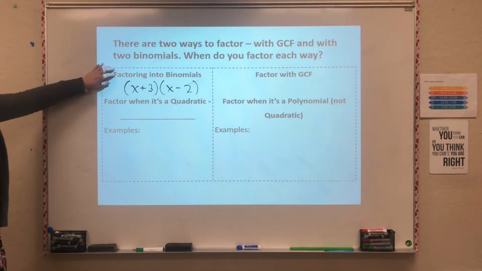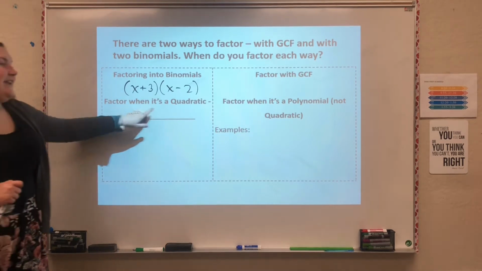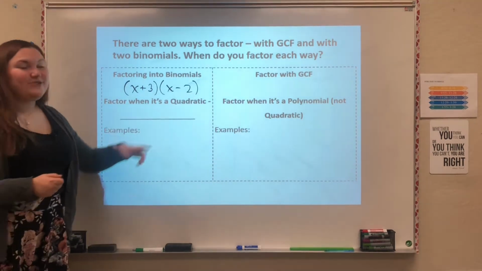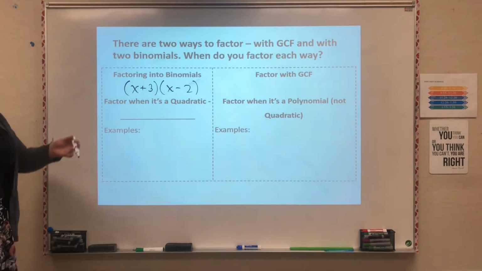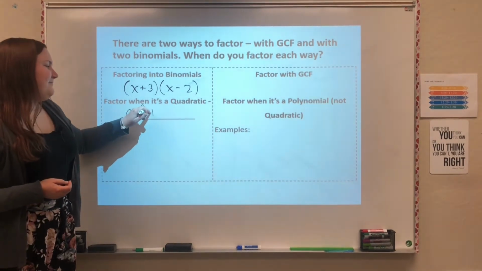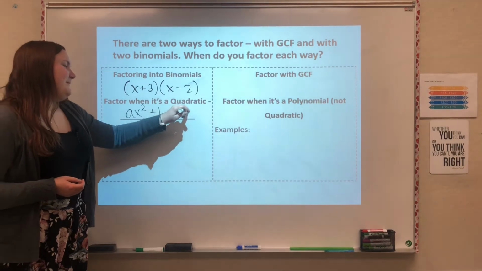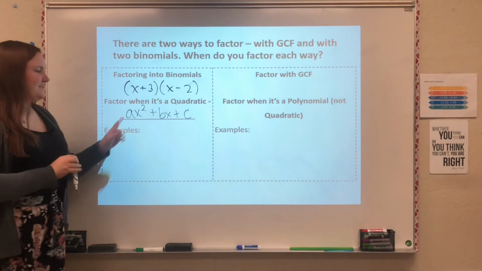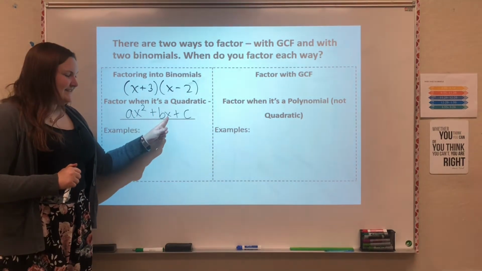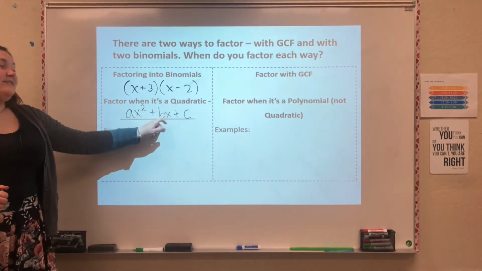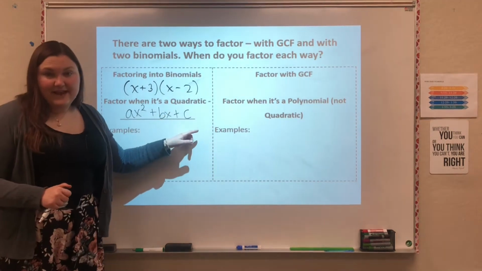When you are factoring into binomials, the reason it would look like this is if it is a quadratic, which remember is the name of this unit. Quadratics are any expression or any math problem you can write in the form ax squared plus bx plus c. What that means is focusing in on those x's. It means there's an x squared, an x, and then a, b, and c are numbers. So this would be like an x squared, an x, and then a number at the end.